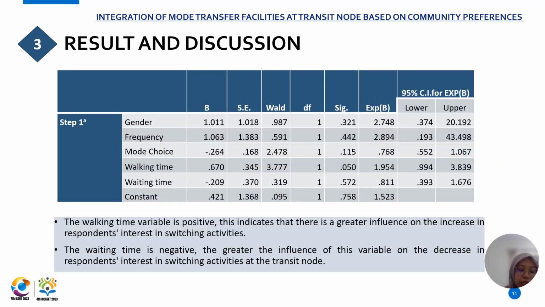The result of analyzing the impact of walking time and waiting time for public transportation as one of the service accessibility factors and its influence on the willingness to use public transportation shows that the walking time variable is positive. This indicates that there is a greater influence of increased respondents' interest in switching activities, and the waiting time is negative. The greater this variable, the more it decreases respondents' interest in switching activities at the transit nodes.